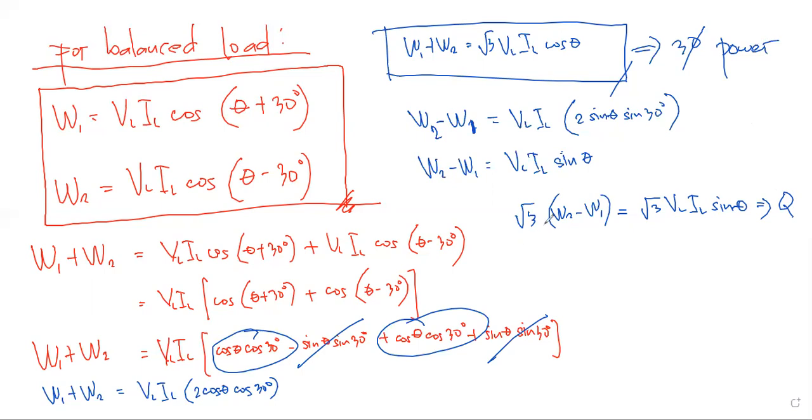So you multiply square root of 3 times the difference in reading between wattmeter 2 and wattmeter 1, and you will have square root of 3 VL IL sine of theta, which is the reactive power. So the reactive power can be calculated by multiplying square root of 3 to the difference of the readings from the two wattmeters.